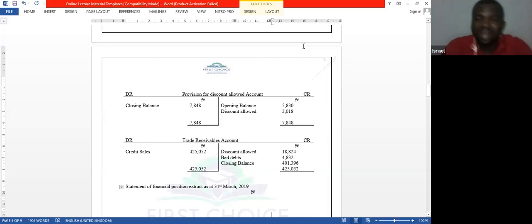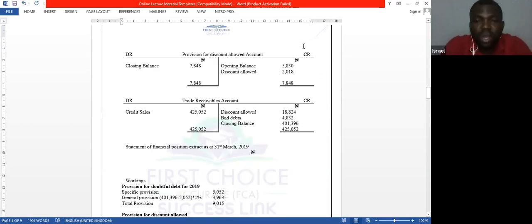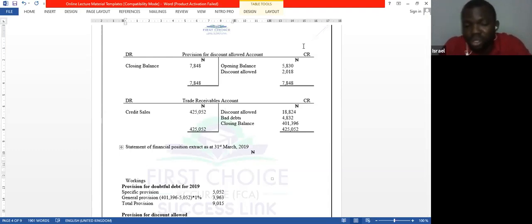So once we are done with that, the other thing that we need to do is that we are expected to show how this figure will be displayed on our statement of financial position. We are expected to show an extract. That is the fifth one given to us now. Now, please don't forget that statement of financial position is formally known as the balance sheet. And I said that the provisions will not be used. If you notice, under our trade receivable account, we didn't put any provision on the credit side because it is expected to show under our financial position.